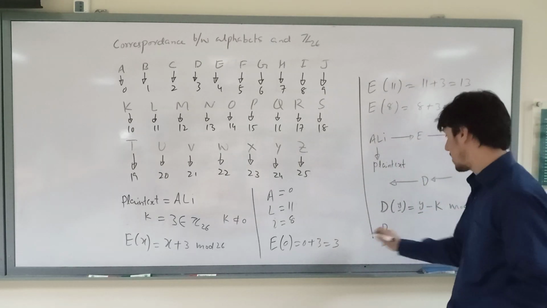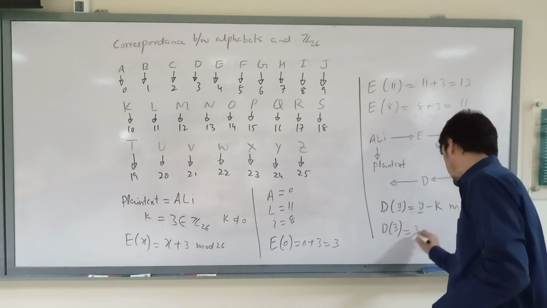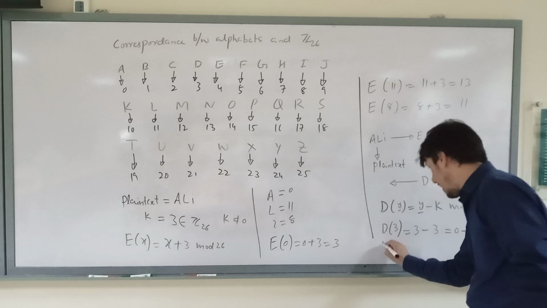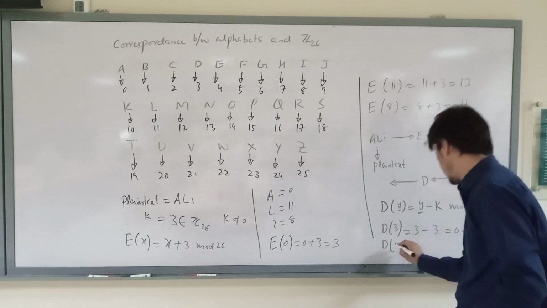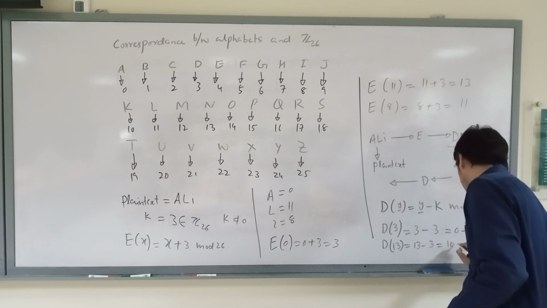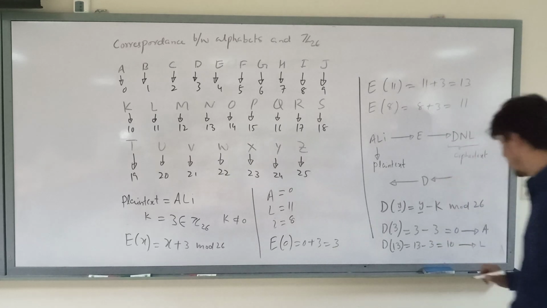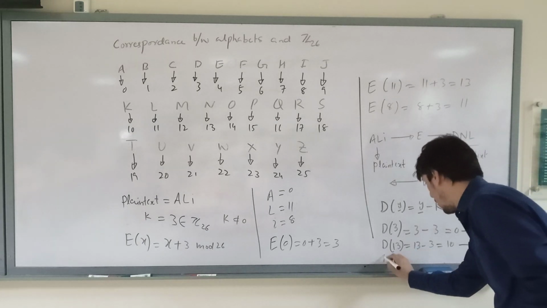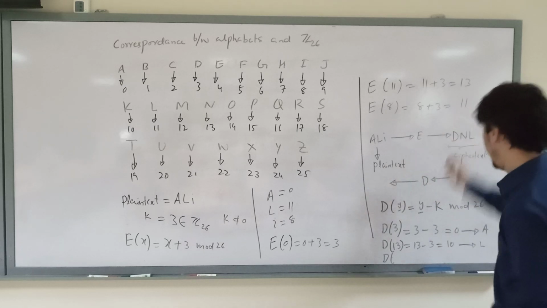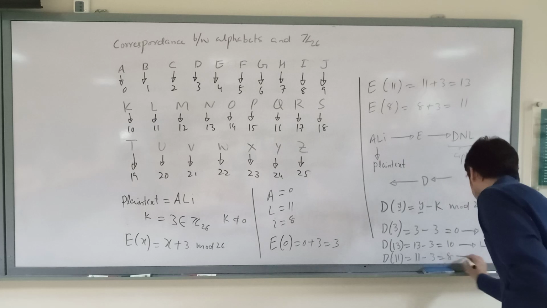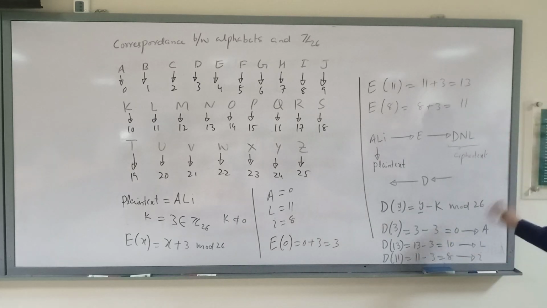So just pass the first output, 3, minus 3, which is 0. What will you get? A. And then D of 13 minus 3, what will you get? 10, which is L. And then 11 minus 3, which is 8, that corresponds to I. So you will get back your plain text, which is Ali.